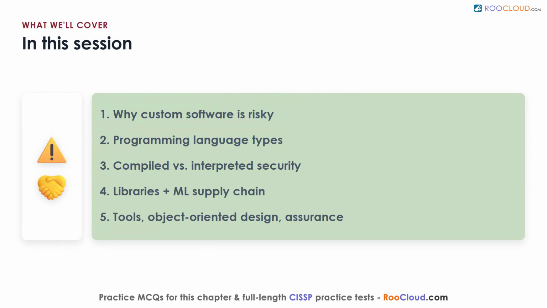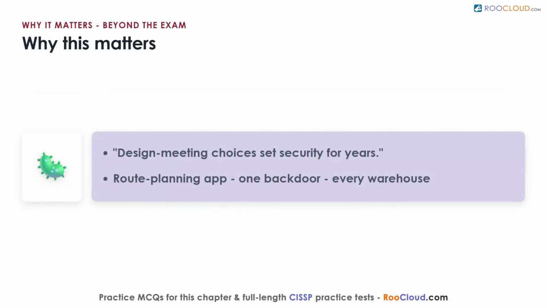We'll answer several questions. Why do homegrown applications carry so much risk? What kinds of programming languages exist? And why does that matter? How does compiled code differ from interpreted code in a security sense? What danger hides inside shared libraries and machine learning components? What tools do developers rely on? And how does object-oriented design shape security? And what does assurance really buy you? Why does this matter beyond the exam?